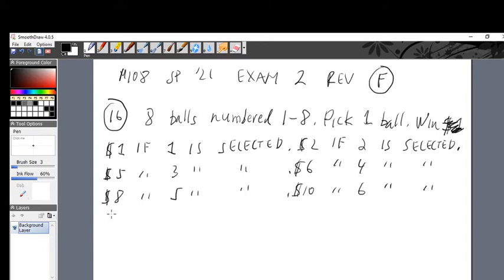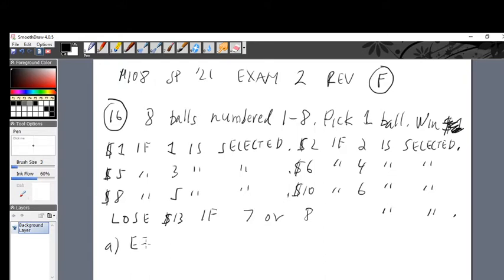And now here comes a new twist to this plot. This is a plot twist here. Whoever's playing this game, you lose $13 if 7 or 8 is selected. So those are bad numbers for this game. Okay, now, what is the expectation of this game? That is problem 16A. What is the expectation?